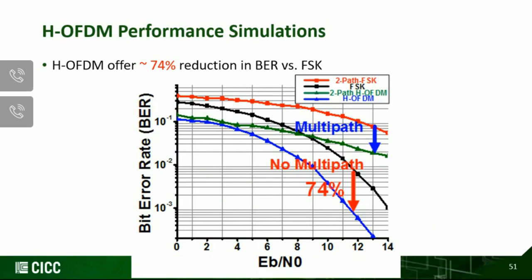To further compare with the conventional scheme, if you just have the FSK only, which is denoted by the red color and black color over here, the red color is the 2-path FSK, the black color is just FSK. If you compare that with the 2-path hybrid OFDM, you can see that the multipath is reduced. And for hybrid OFDM compared with just the FSK, you can see that BER performance is improved. Both cases, the BER has improved much better compared with the FSK.